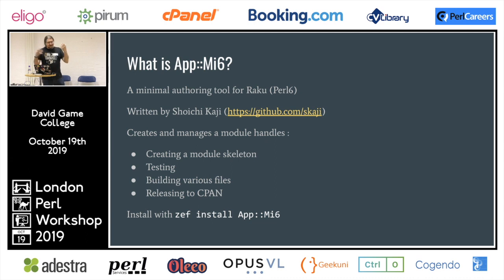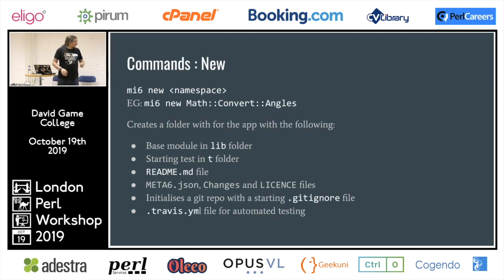Zef is the CPANM for Raku. It is great. It will download your modules from various different locations. So your first command is very simple. New command. You give it a name.